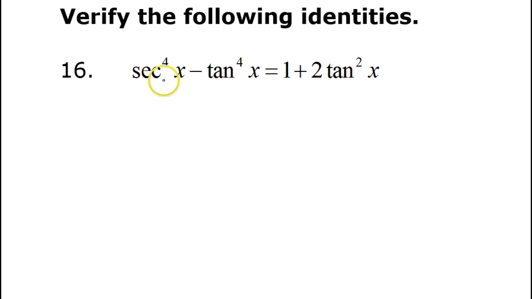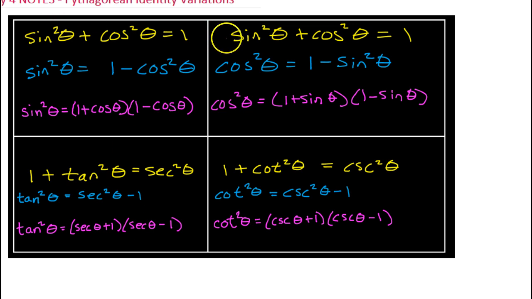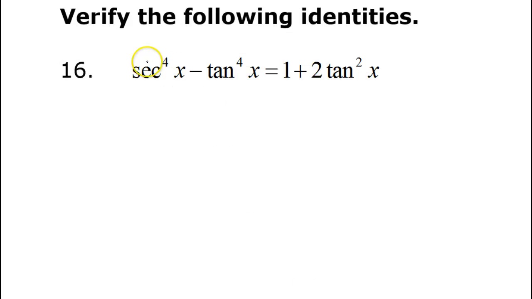So, I usually pick the more complicated looking side to work on, and then I try to make it look like the other side. So there is a trick to this problem. Notice that my chart is full of things that are squared. There's nothing on here that is to the fourth power, but yet here I have a fourth power. So then I'm thinking, what am I supposed to do with this? But look, do not panic.